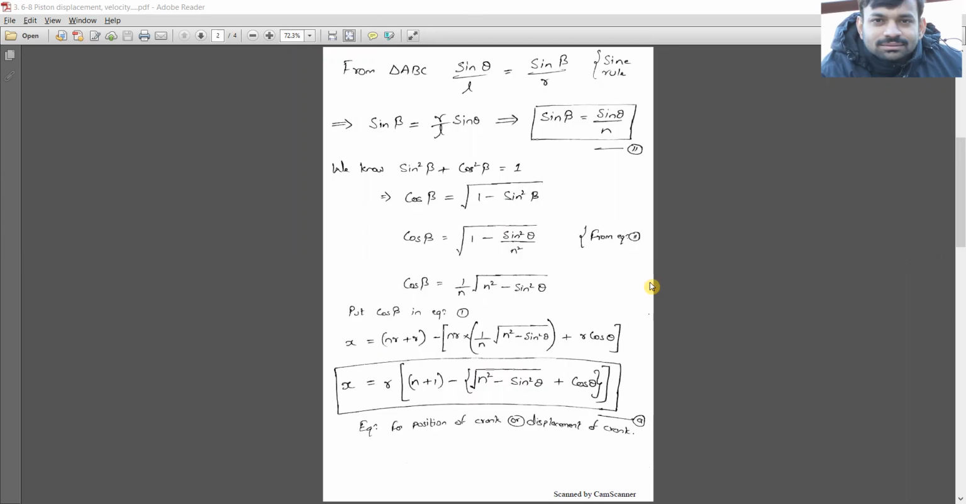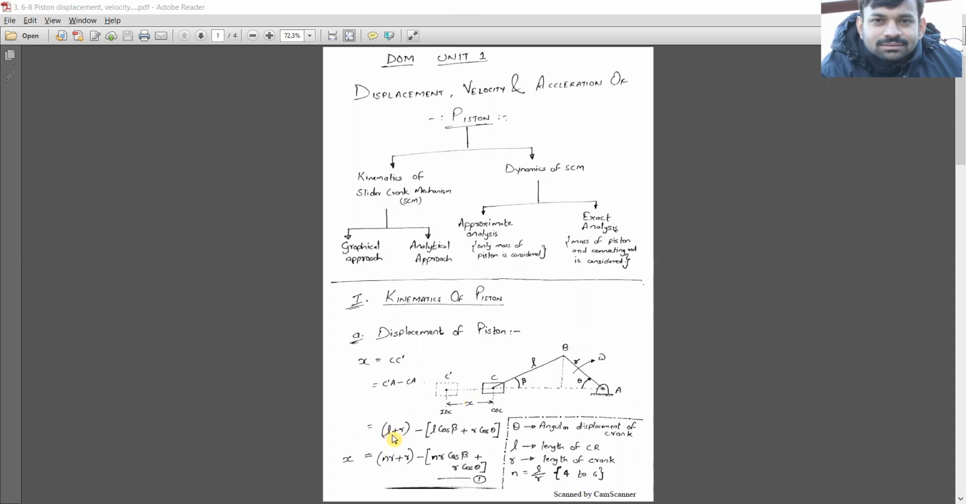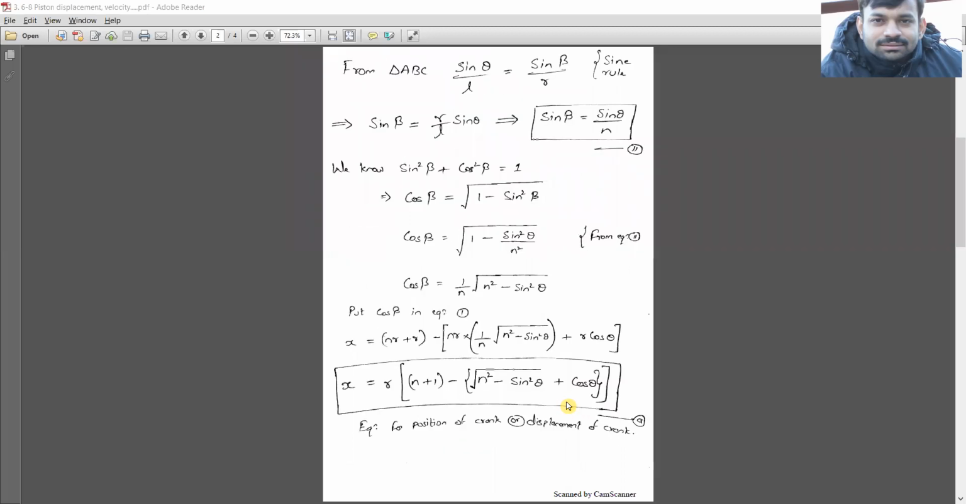Now then we substituted value of L in terms of n and r using this relation, and we substituted value of cos beta in terms of theta using sine law and trigonometric relation. So we arrived at this equation that x is equal to r times n plus 1 minus under root n square minus sine square theta plus cos theta. Okay, so this is the equation for position or displacement of piston.